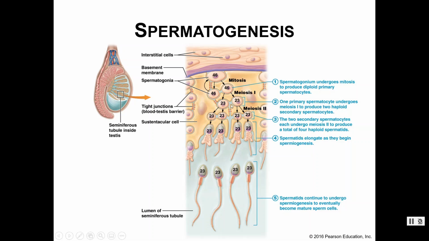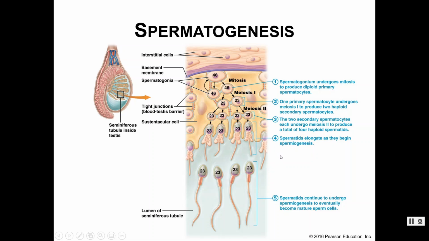Those 2 secondary spermatocytes will then go through meiosis 2, and we get our 4 spermatids. Notice these spermatids don't look anything like sperm. Spermiogenesis, which we're going to talk about next, is going to take our 4 immature spermatids, and they are going to mature and create 4 fully functional sperm.